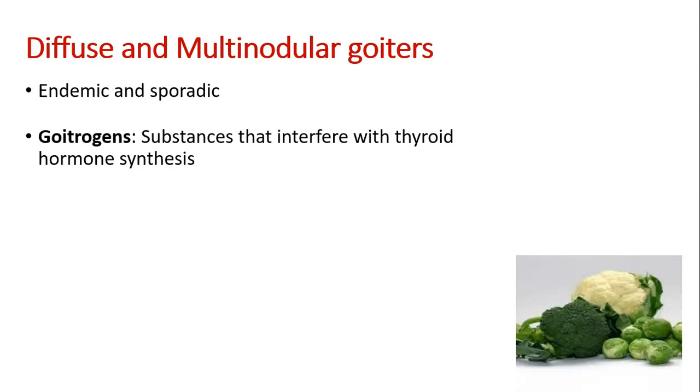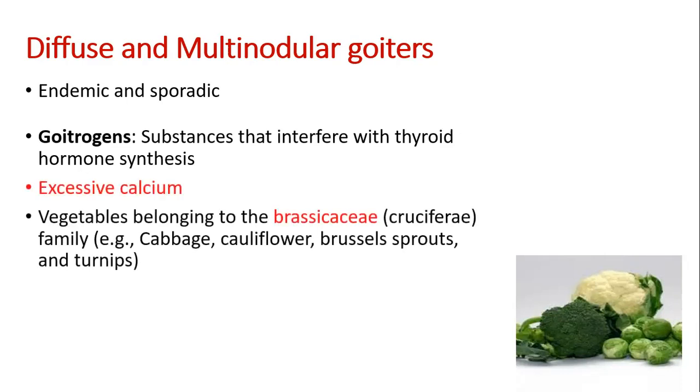So why does it happen? It is endemic where there is iodine deficiency. It can happen sporadically for different reasons. Many times it has been blamed on the contents of our food. Substances that interfere with thyroid hormone synthesis include excessive calcium and vegetables like cabbage, cauliflower, and Brussels sprouts. These contain goitrogens that cause goiter, interfere with thyroid hormone synthesis, and can lead to multinodular goiters.